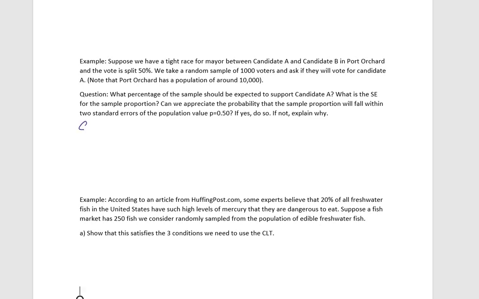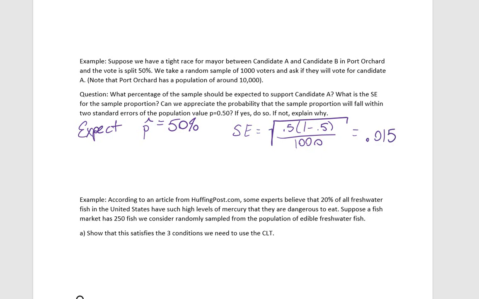So we should expect p hat to be 50%. We expect our sample to mimic our population, so we'd expect 50%. Now, what is the standard error of the sample proportion? The standard error is going to be the square root of 0.5 times 1 minus 0.5 divided by our sample size. Remember, we have a sample of 1,000. So our standard error is going to be 0.0158.